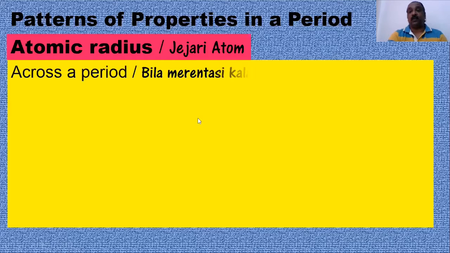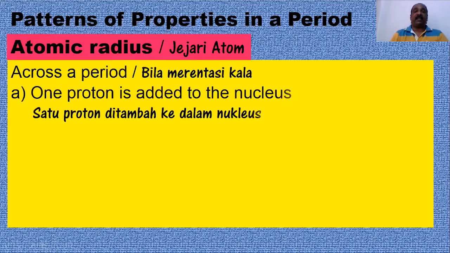Okay, why? Across the period, when we say across the period, always from left to right, from sodium until argon. Now the atomic radius across the period will decrease. Why does it decrease? One proton is added to the nucleus. Remember, sodium 11, magnesium 12, aluminium 13, and so on. That means we are adding one proton into the nucleus.